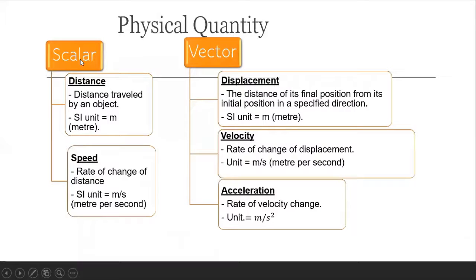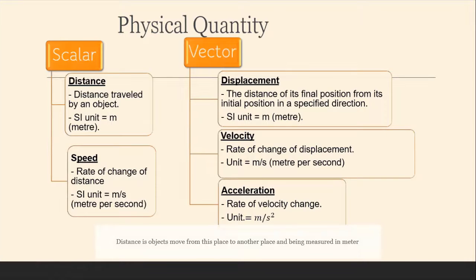So for the scalar, let's see the physical quantity under the scalar, which is distance. Distance is like an object moves from this place to another place. So the distance is measured in meter, the SI unit. And then next one is speed. Speed is the rate of change of distance. That means the distance change divided by time. That means how fast an object moves within 1 second. Okay, so we will see the formula later.